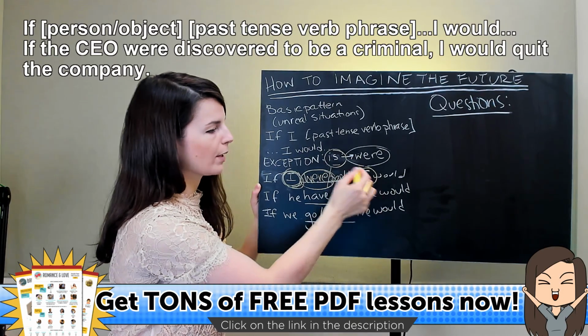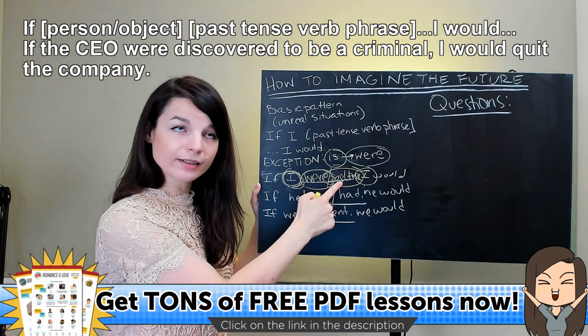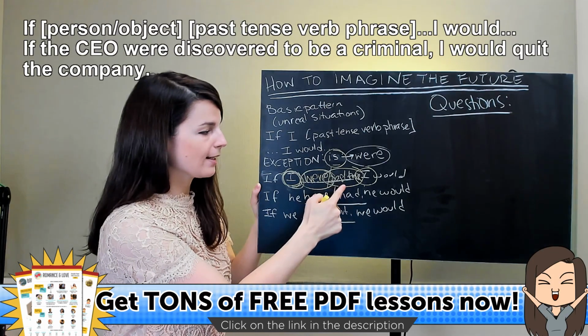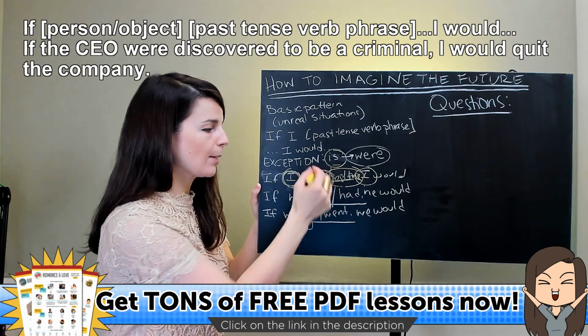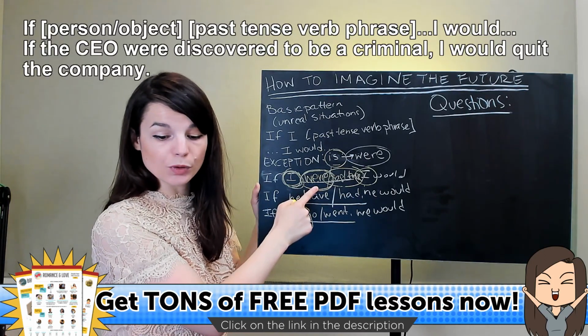So this is a key point for today. I notice many people use present tense here, but don't do that. Please use past tense. And as we talked about, the exception is if you're using the verb is. Please use were instead.